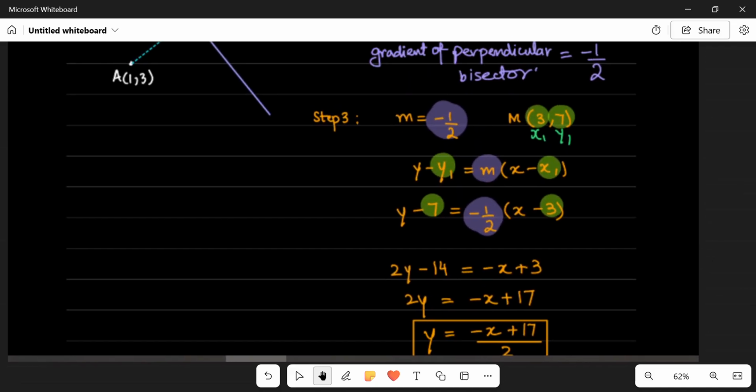I hope you students understood all these questions. Go through all these questions for the revision of the entire chapter, chapter 5.